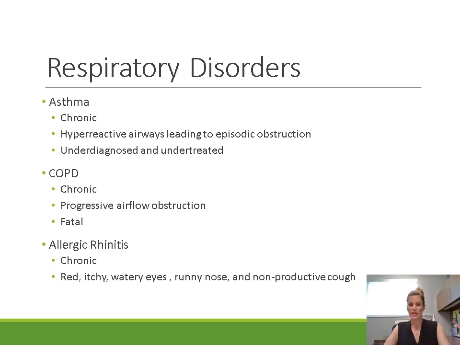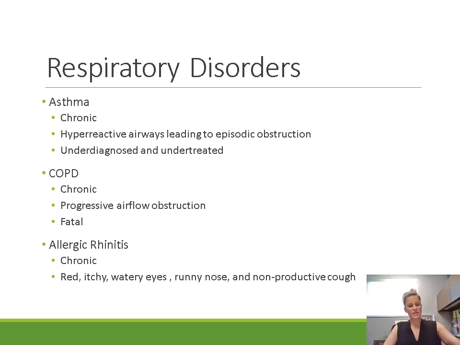Allergic rhinitis is a chronic condition that's associated with red, itchy, watery eyes, a runny nose, and a non-productive cough. While allergic rhinitis isn't as severe as the other two conditions that we'll talk about, it does affect patients' quality of life. All of these diseases that we'll talk about are associated with decreased quality of life in the patient. All of them are also going to be treated with a two-prong approach of lifestyle modifications as well as medications.